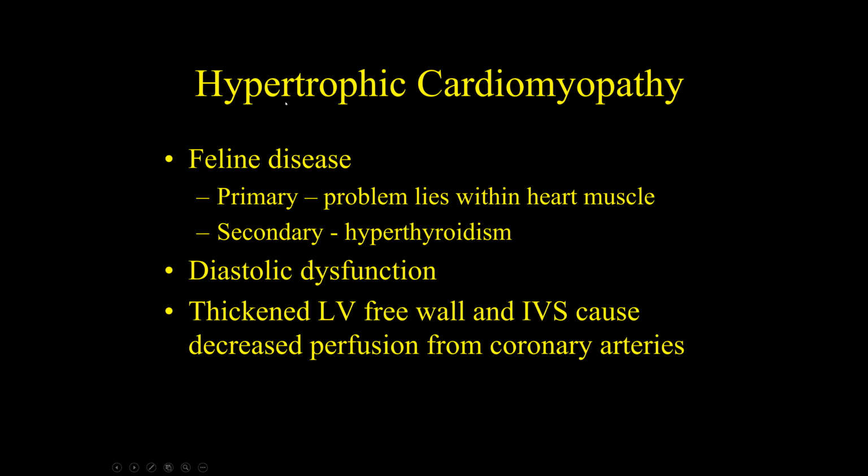Okay, now we're going to switch over and talk about hypertrophic cardiomyopathy. And hypertrophic cardiomyopathy is a cat disease almost exclusively. So it's kind of weird. You can classify some of these acquired heart diseases into species and into what breed it is. And so cats get hypertrophic cardiomyopathy really, really commonly as they get older.